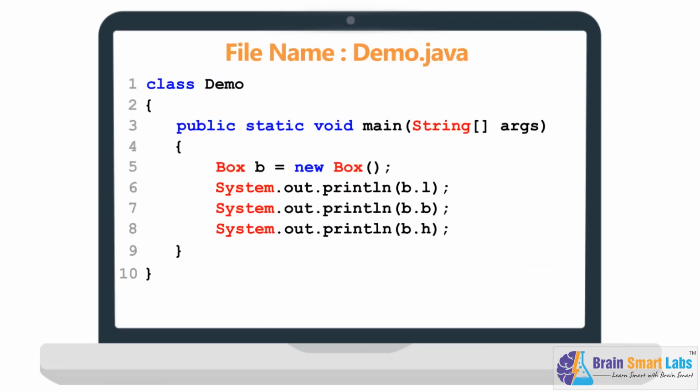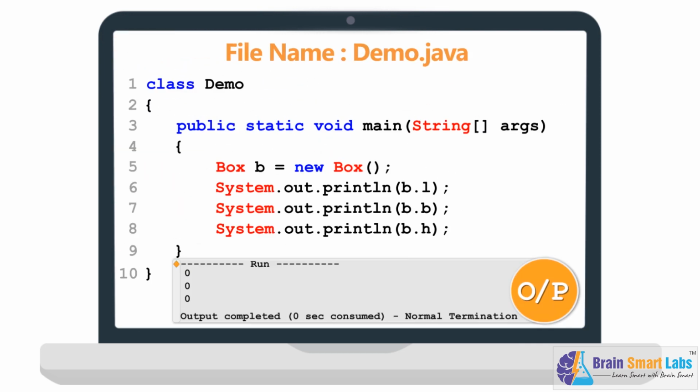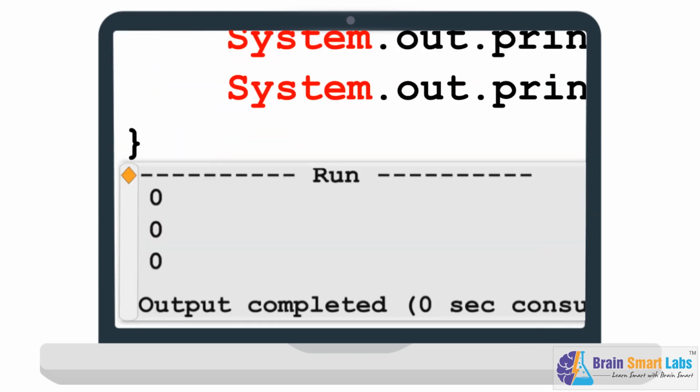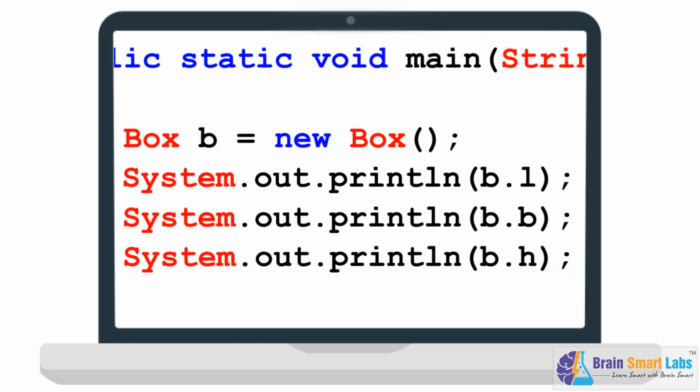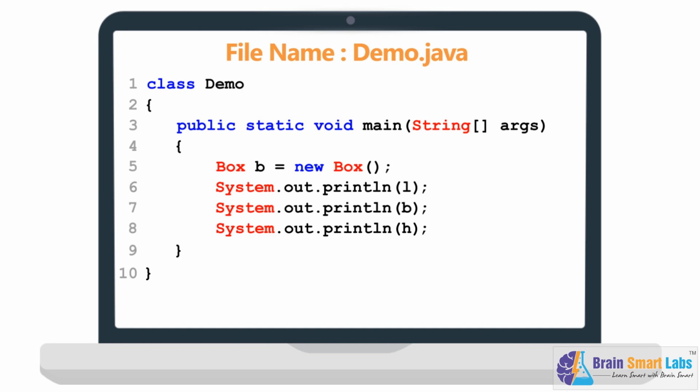Guru, now I have one major doubt. As you said previously, if we try to access b.l, b.b and b.h using the modified source code of class Box, we will get 0, 0 and 0 as our output. Now inside our main method, instead of writing b.l, b.b and b.h, if we just write L, B and H, my simple question to you is, what will be the output?